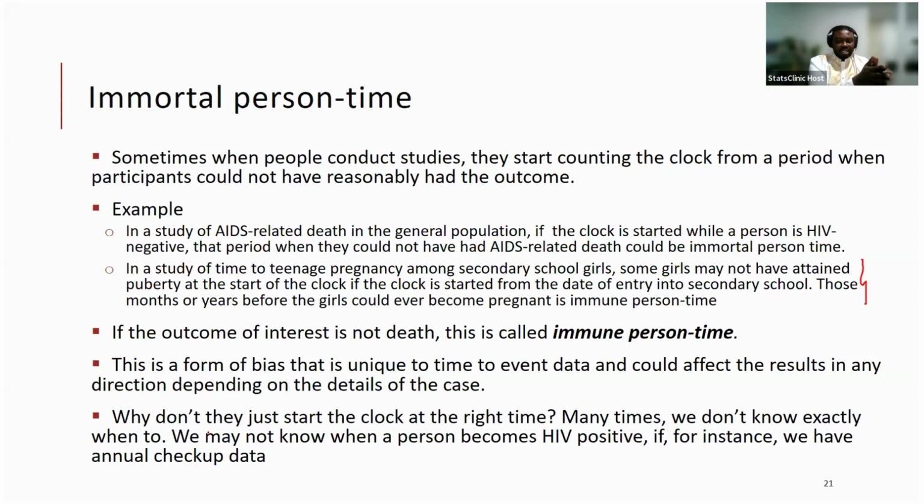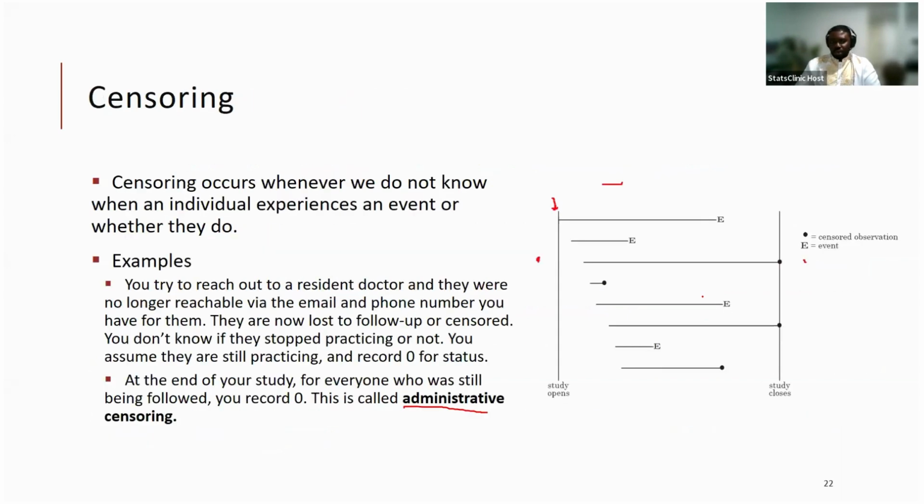So that period when a person could not have been pregnant because they have not attained puberty is immune person time or immortal person time. It's immortal person time if you're dealing with death, but it's immune person time if it's anything else. Because they could not have had the outcome of interest during that period, it creates a form of bias, and it could affect the results in any direction, depending on details of the case. All right, so that is immune person time. Let's keep going.